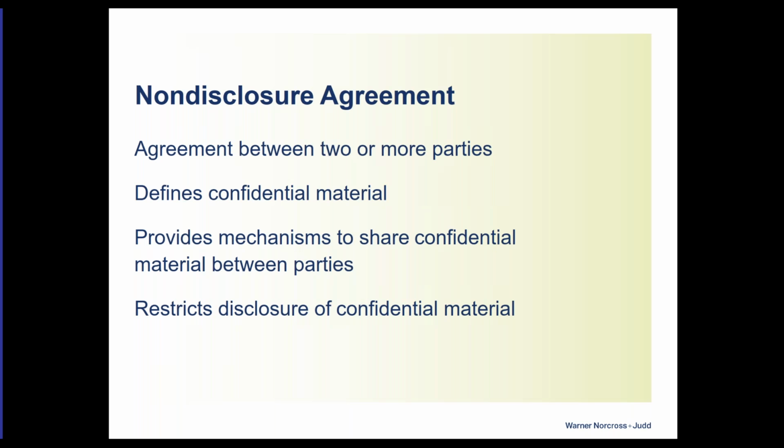For example, there's various mechanisms that may be necessary to share confidential information between parties. Some transactions require data rooms, special cloud-based servers that both parties have controlled access to ensure that the confidential information remains safe. You also may need to restrict disclosure of your confidential information even within your organization to a specific subset of people.